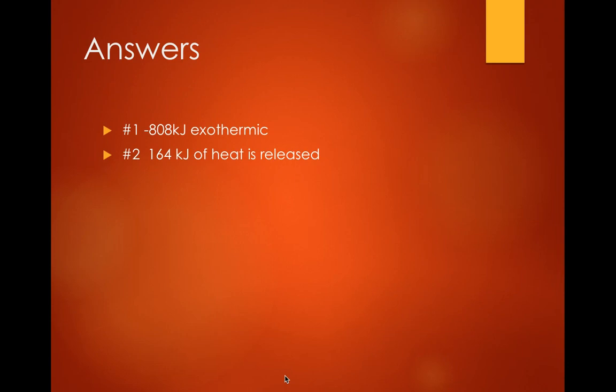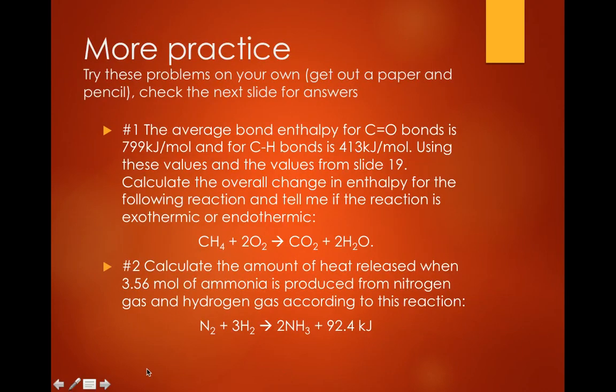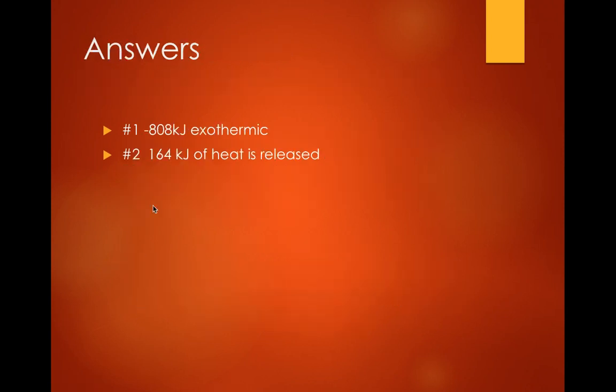Plus a little extra. Well, we go by our significant digits. We have 3 significant digits in our problem. So then our answer needs to have 3 significant digits. So we're just going to round. So 164 kilojoules of heat is released.